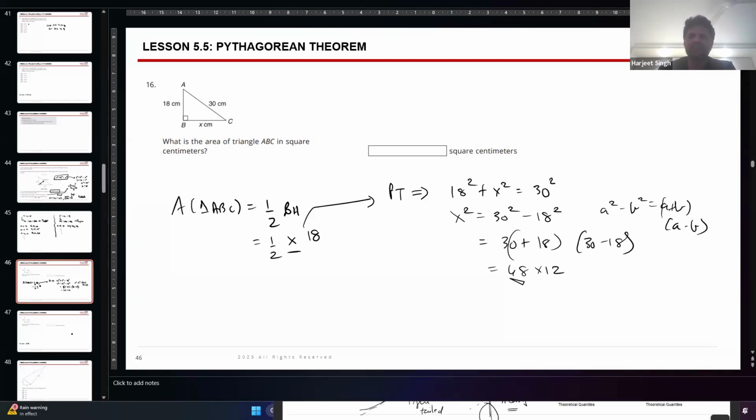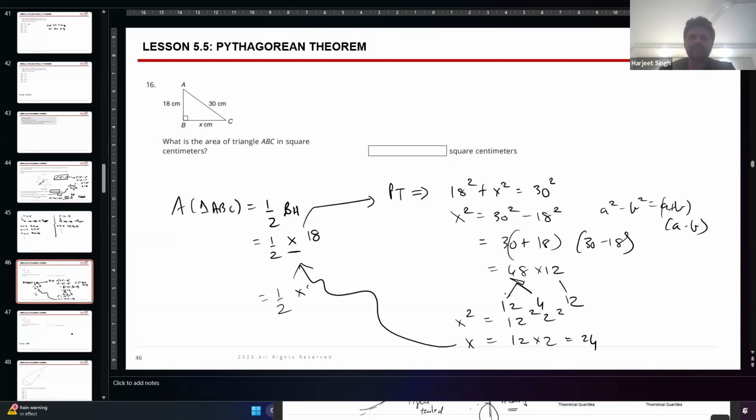And we know 48 is 12 into 4. So can I say x square is equal to 12 square into 2 square? So x is equal to 12 into 2, which is 24. Plugging it back here in the area, this becomes 24 into 18. 216.